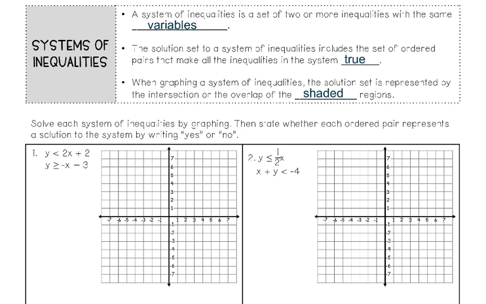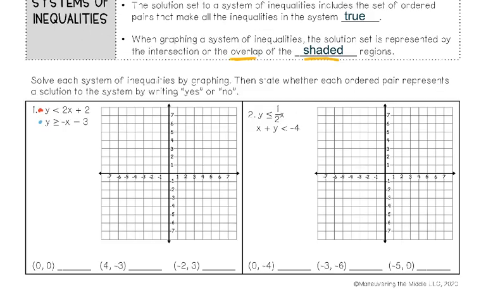A system of inequalities is a set of two or more inequalities with the same variables. The solution set to a system of inequalities makes those ordered pairs true for all the inequalities in the system. And then this is the important part. On a graph, it's going to be the overlap of the shaded areas, and that's where we're looking at the actual solution set for both inequalities. Basically, you're graphing two inequalities on one coordinate plane.